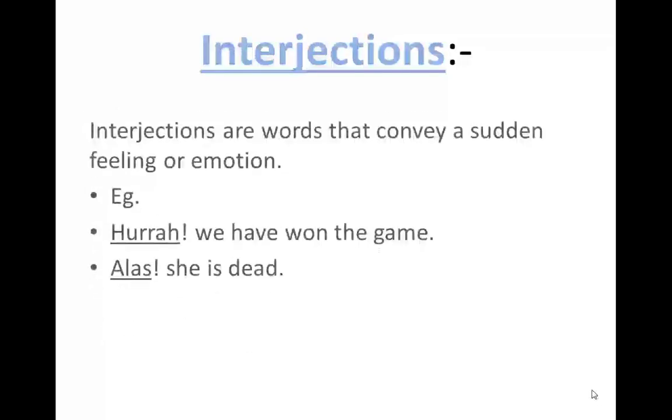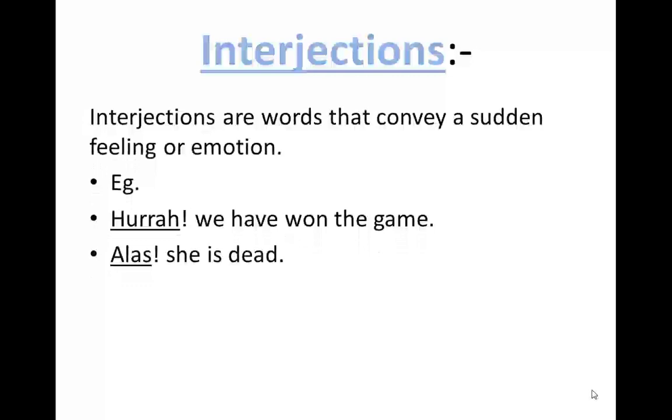Interjections. Interjections are words that convey a sudden feeling or emotion. For example, hurrah, we have won the game. Alas, she is dead. Just one thing is very important for interjections, and you must always remember it: hurrah, alas, wow, oh, hi. These are the words which are used to describe your sudden expressions, and they are always used with a sign of exclamation. Now I hope that these parts of speech are clear to you. Read these exercises and these examples, which will help you to understand them even better.